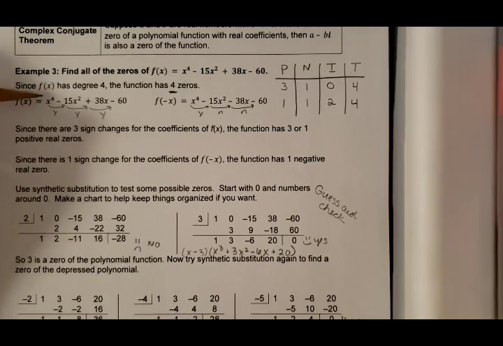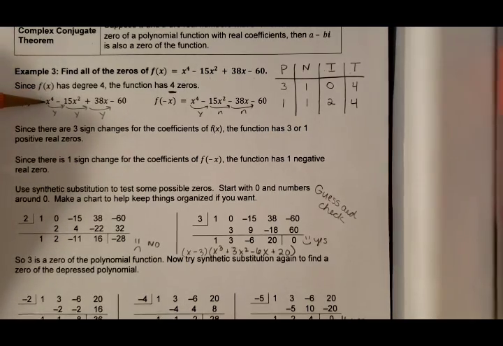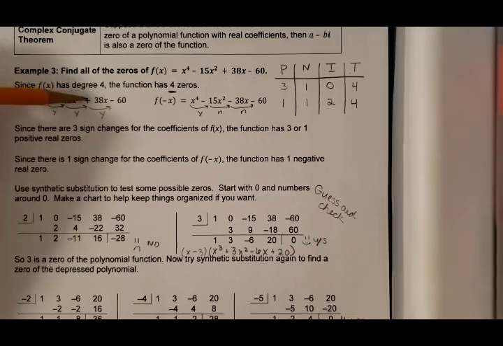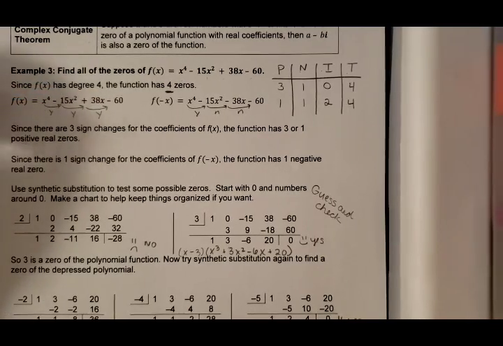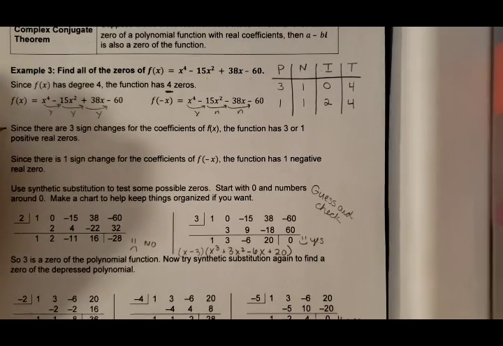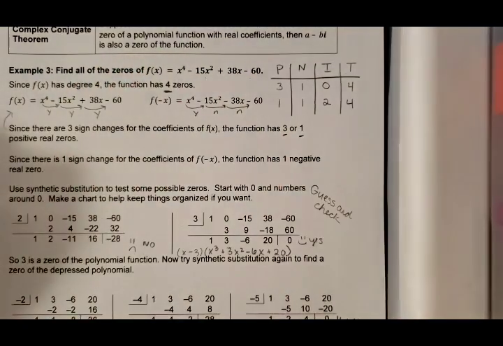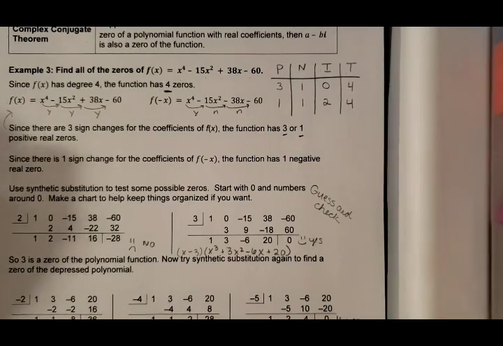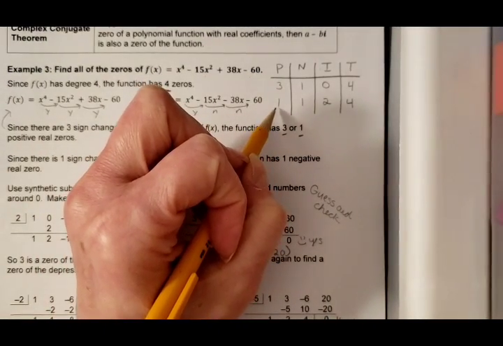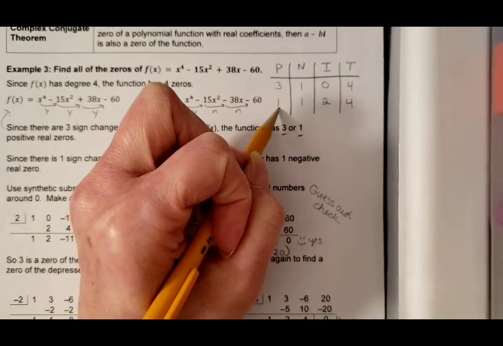So we're going to look at the positive version first. We'll go first term to second term. Sign change goes plus to minus. Second to third, minus to plus, and then plus to minus, third to fourth. So that means there are either going to be 3 or 1 positive real zeros. So I put that in my column over here, 3 or 1.